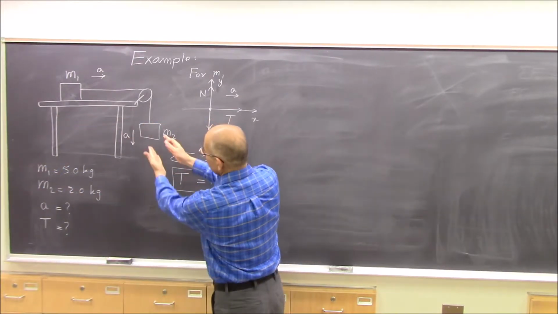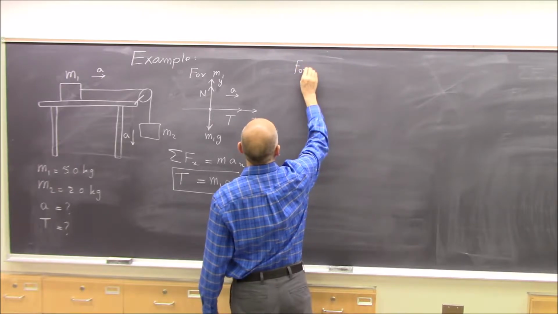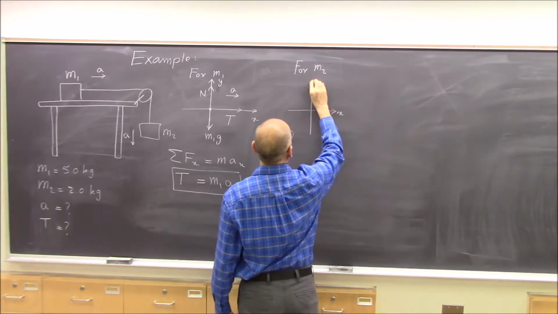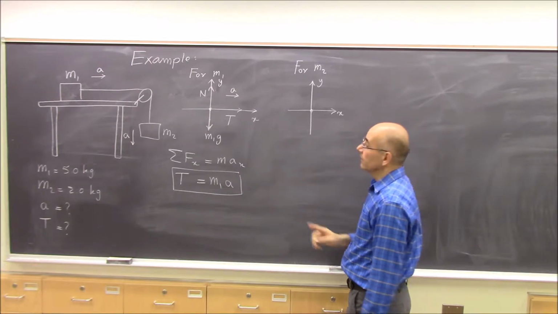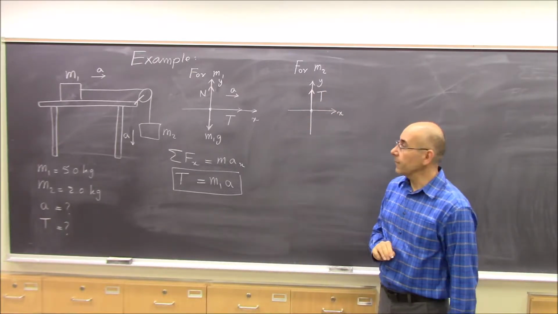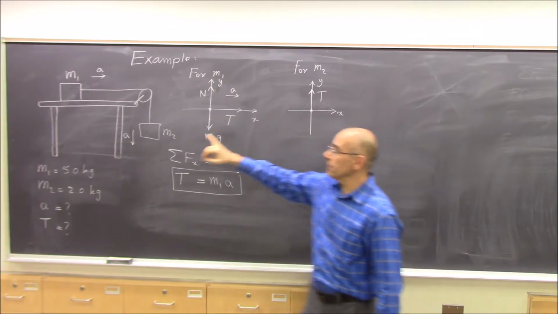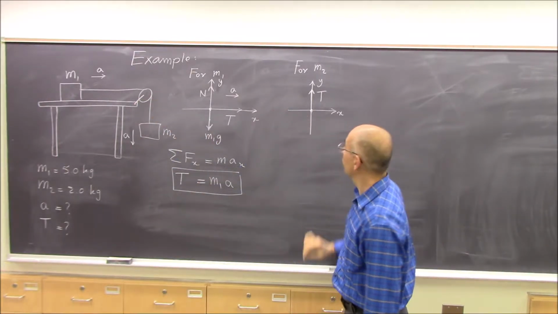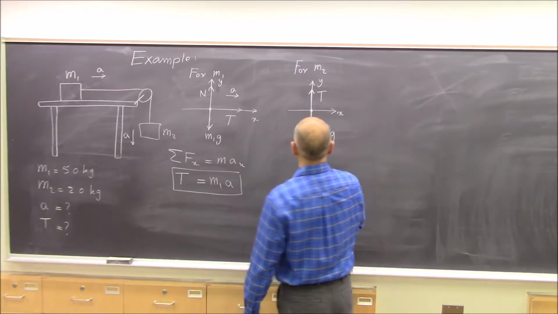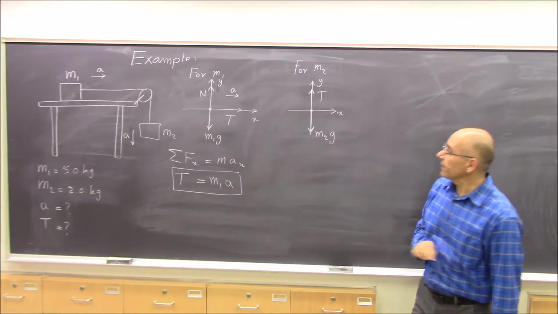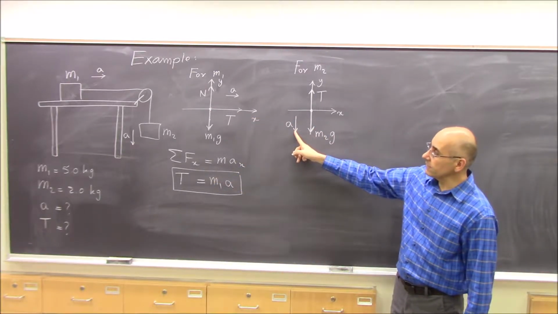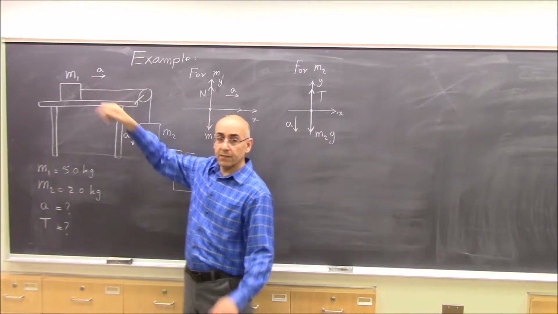But then we apply Newton's law for the other one, for M2. For M2, if we draw a free body diagram, x and y, this is M2, the tension force applied upward, because remember we said tension force is always from the object toward the rope or string, right? This tension force applies upward and M2g applies downward. And the acceleration is also downward.